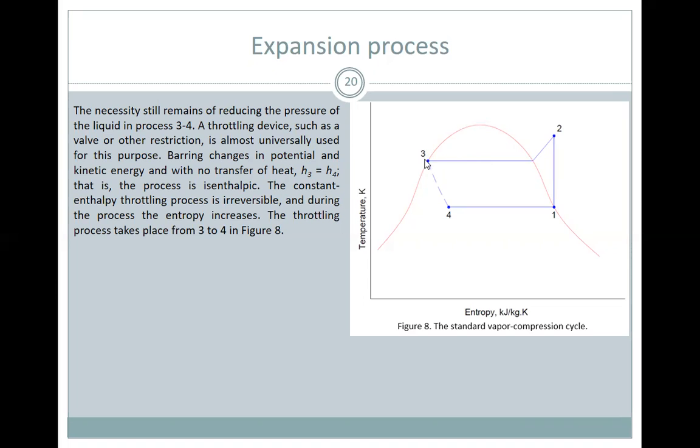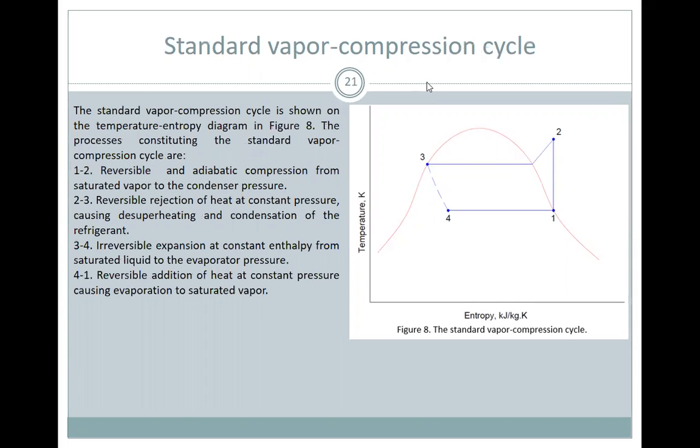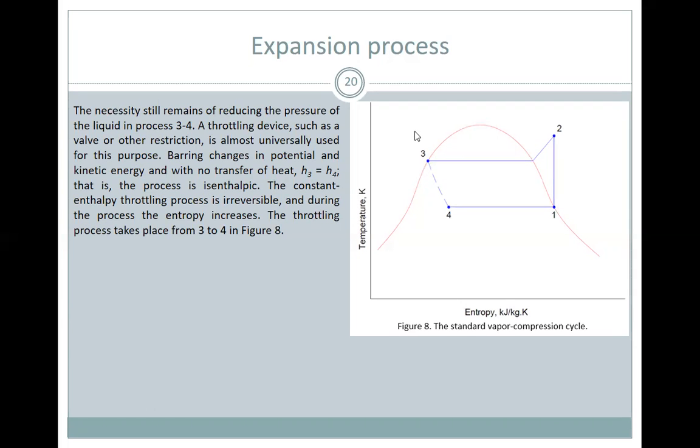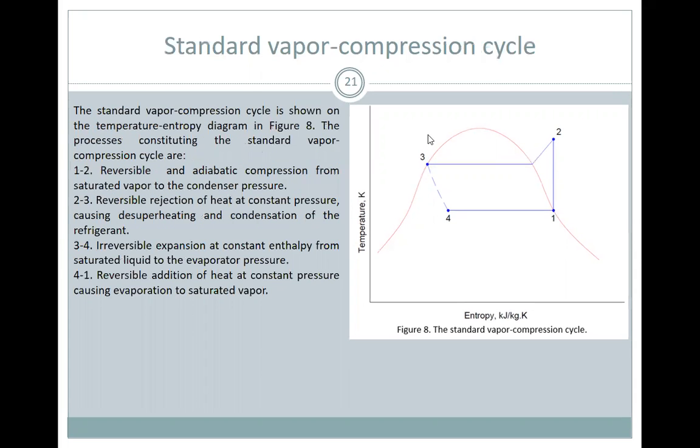So, dito H3 is equal to H4. So, meron siyang constant enthalpy. So, dito na-derive yung standard vapor compression cycle. The standard vapor compression cycle is shown on the temperature entropy diagram in figure 8.